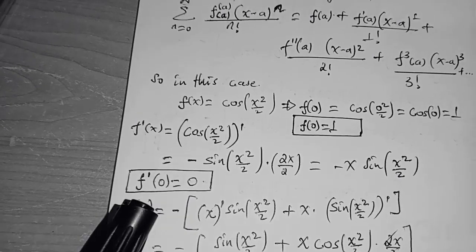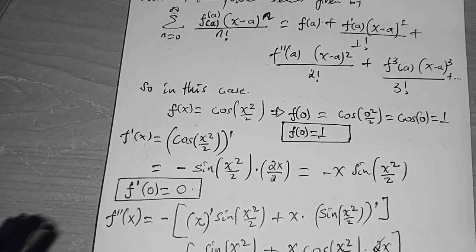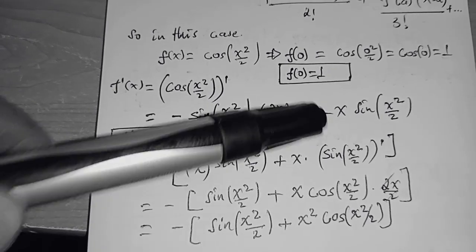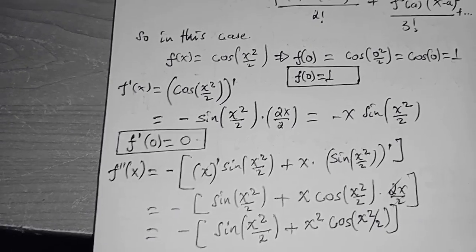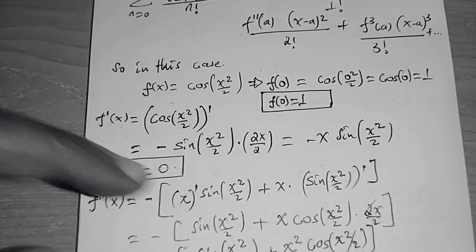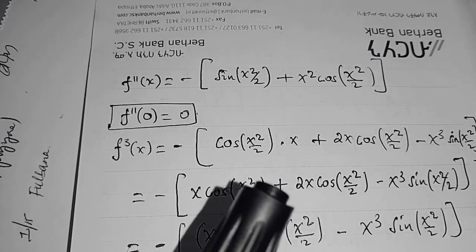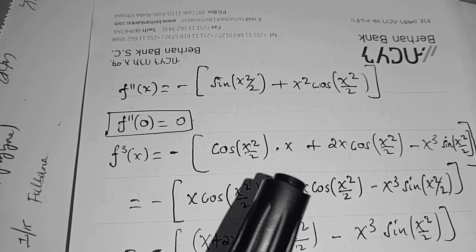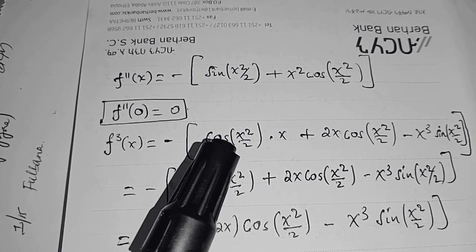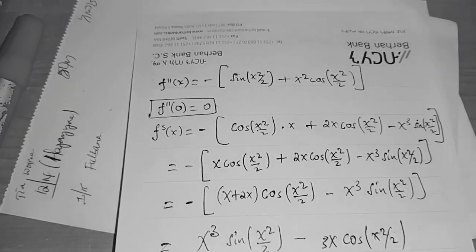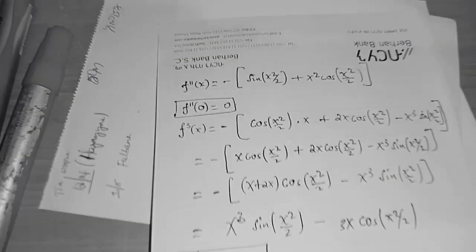Now we have to find the second derivative. The second derivative is equal to negative sine of x squared over 2 plus x squared cos of x squared over 2. If we substitute 0 directly, it is equal to 0. For the third derivative, there is no more difference.